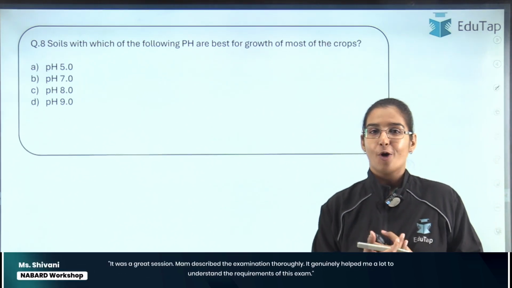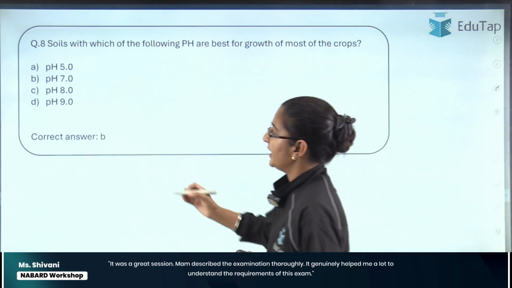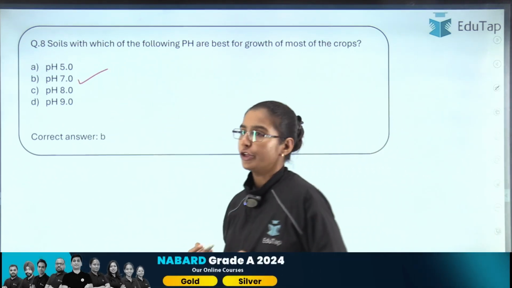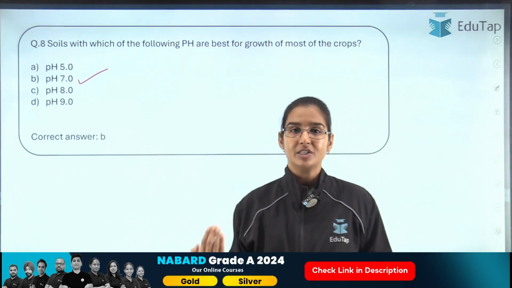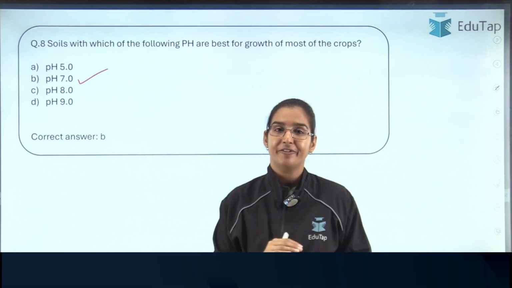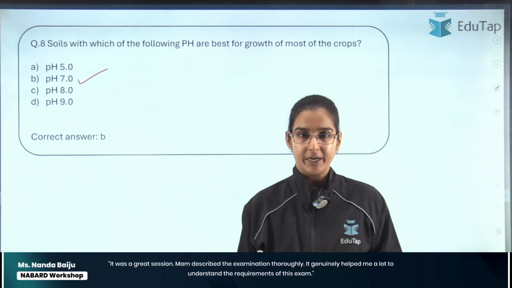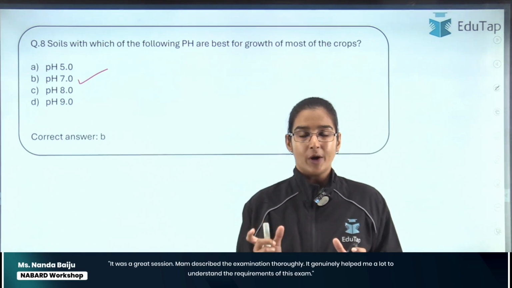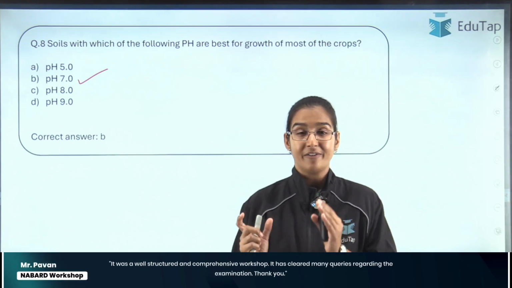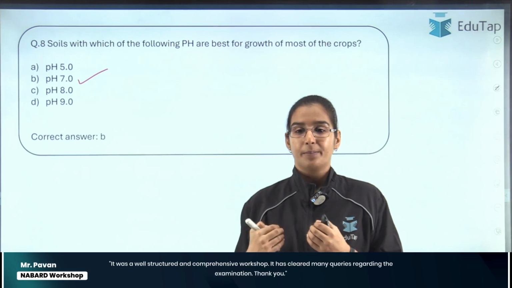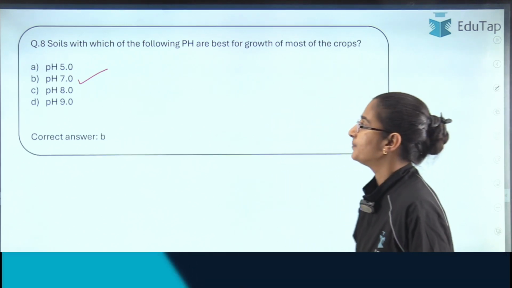So you all must be knowing the answer of this question. The correct answer here is 7. Most of the crops prefer neutral pH, and the reason I have just told you in the previous slide in a very detailed manner, because of the nutrition availability. If the soil pH deviates from the neutral, then the plant nutrition's availability will be reduced considerably, right?